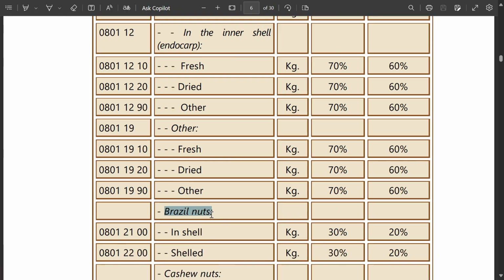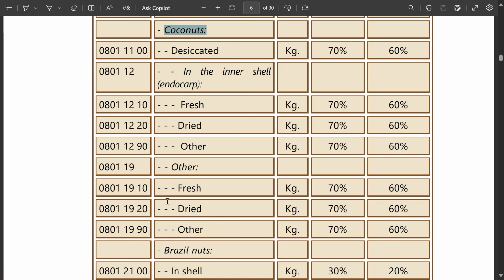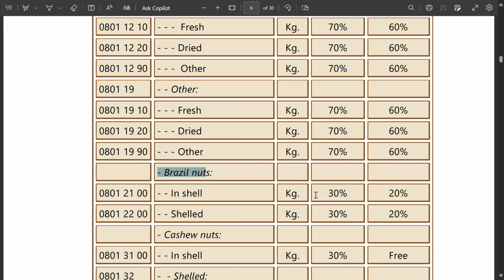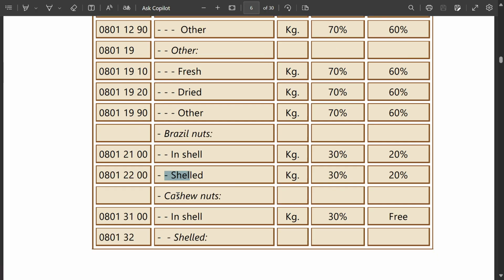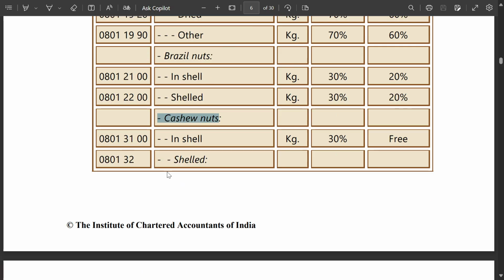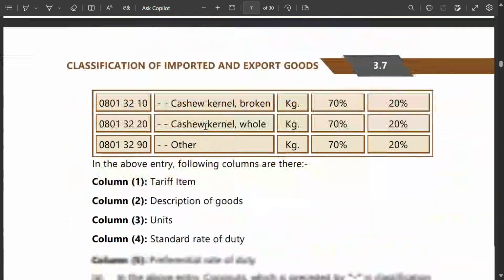Brazil nut is a different section of this. Coconut is one thing under 0801, and at the same time Brazil nuts, 0801 21. In shell, another shell, in shell and shelled together. Cashew nut, 0801 31, in shell; shelled, another classification into the shell.